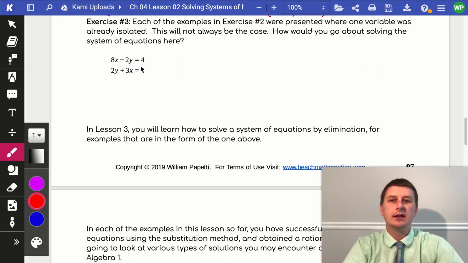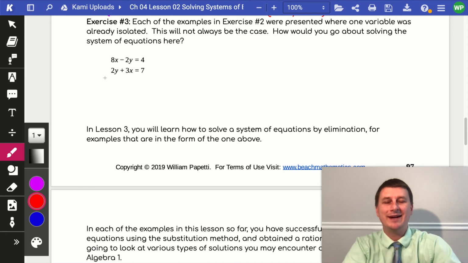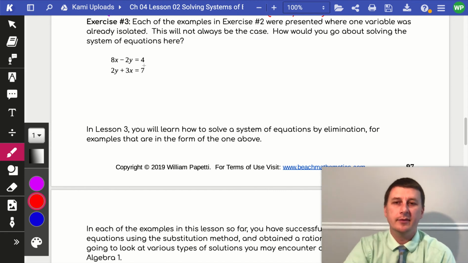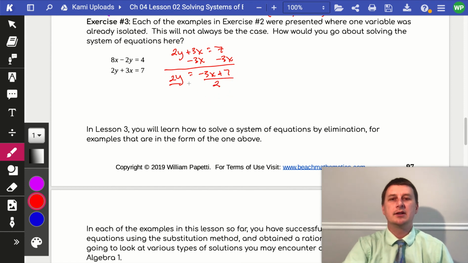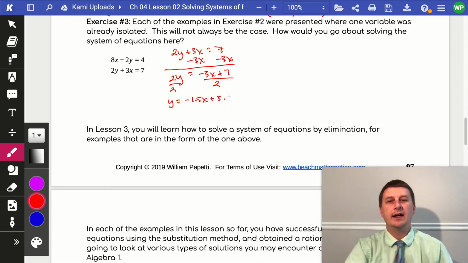Since I know how to solve by substitution, I would go about it by isolating a variable. So I'm going to isolate the y variable down here, just because that's the first one that seemed the easiest for me to isolate, which means 2y plus 3x is equal to 7. I don't know what y or x equals, so I need to find out what it's going to equal. I'm going to subtract 3x from both sides. I'm going to get 2y is equal to negative 3x plus 7. And then I'm going to divide everything over here by 2, which will give me y is equal to negative 1.5x plus 3.5.